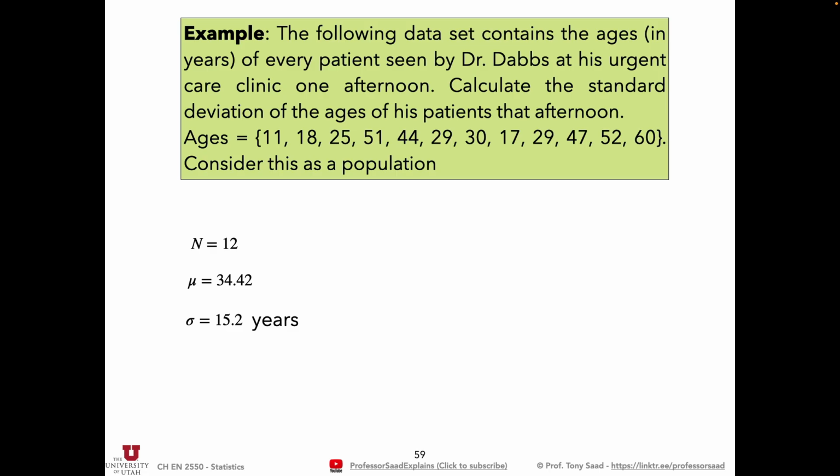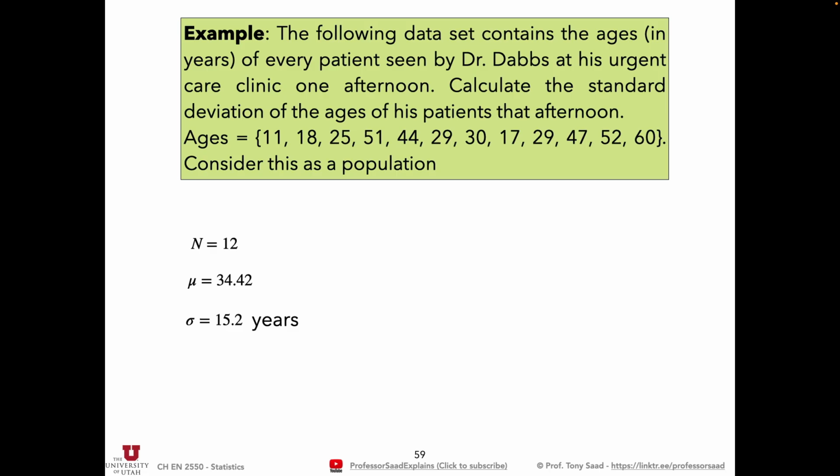Data for the ages in years of every patient seen by Dr. Dabbs at his urgent care clinic one afternoon. Calculate the standard deviation of the ages of his patients that afternoon, ages 11, 18, 25, etc., and consider this as a population. So, we're going to consider just the population of patients in that afternoon. And the key word here is every patient seen by Dr. Dabbs at his urgent care.